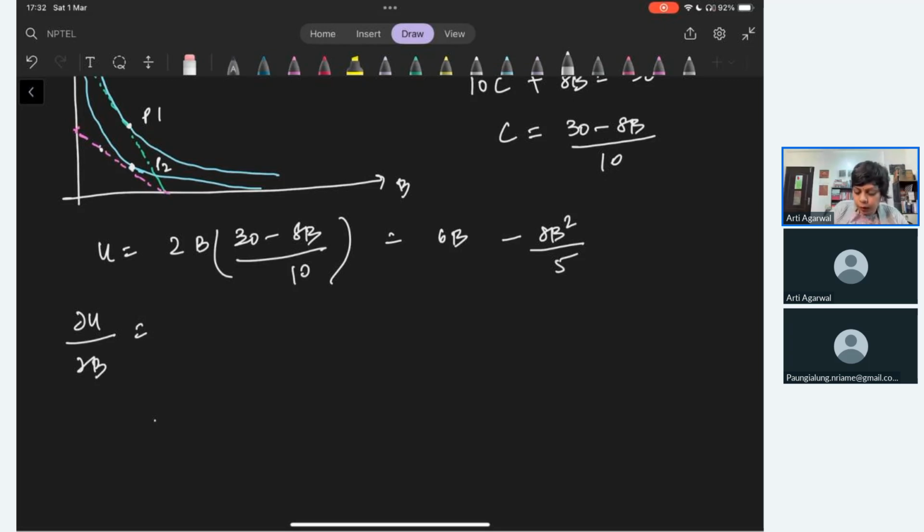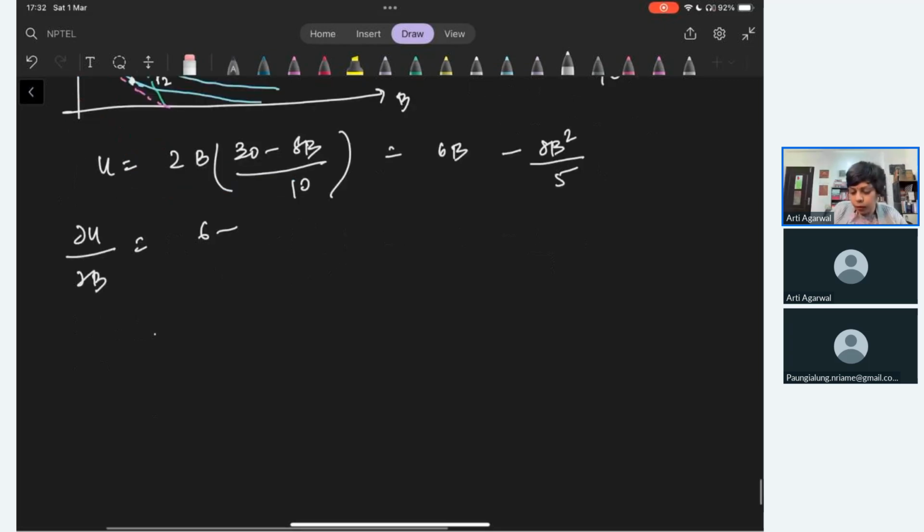This is 6 minus 16B by 5. Therefore, B is equal to, oh, why did I write B here? 5, yeah, 30 by 16. And this comes out to be what? I think this comes out to be the same, right? B comes out to be the same.